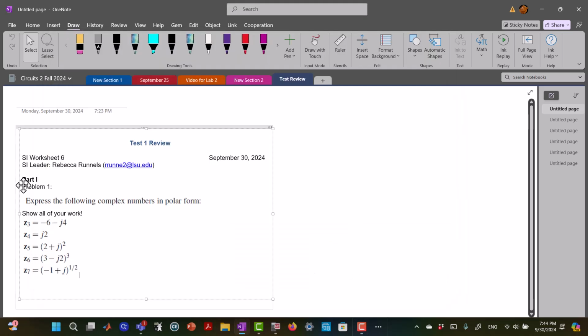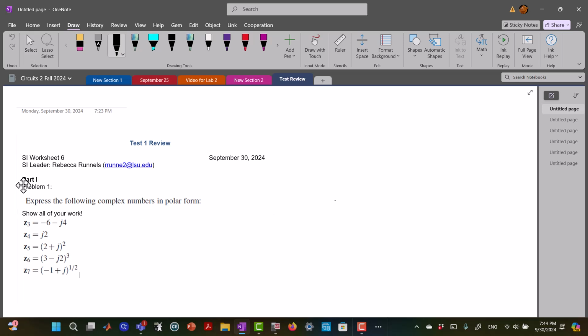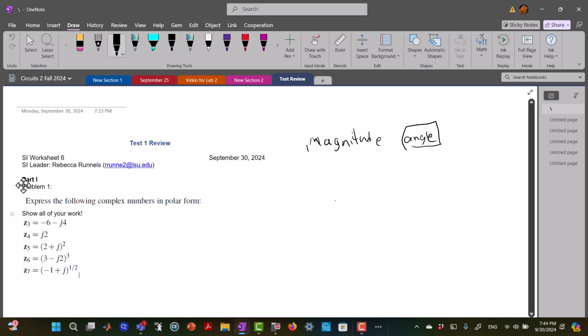All right, so the first part is just expressing complex numbers in polar form. What we mean by polar form is that you have a magnitude and an angle, and you have to be super careful with the angle that you get the right quadrant if you are not using the complex number features of your calculator, and you'll see what I mean in a minute.